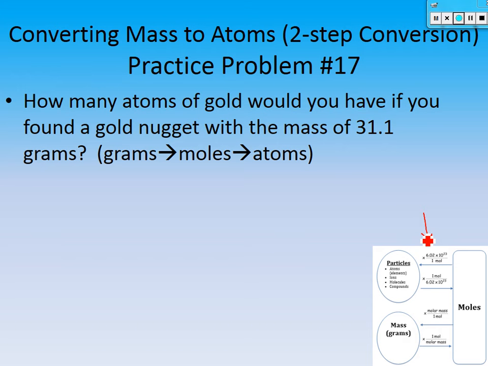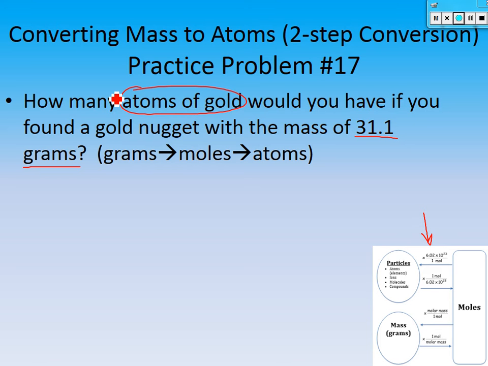All right, let's read practice problem 17. It says, how many atoms of gold would you have if you found a gold nugget with a mass of 31.1 grams? Let's follow the same three steps that we've always been following. What are we going to underline in step one? Good. The gold nugget had a mass of 31.1 grams. What are we circling? What does it want us to go to? Atoms. Atoms of gold. So that's what we're circling.